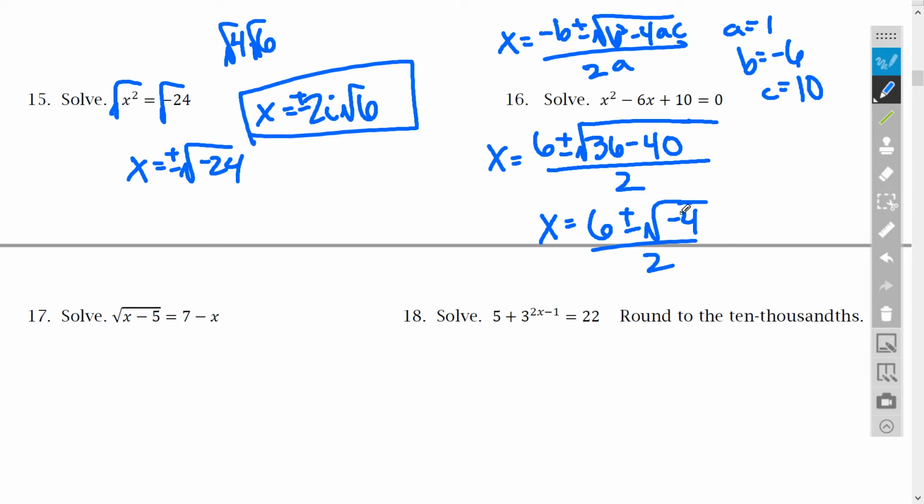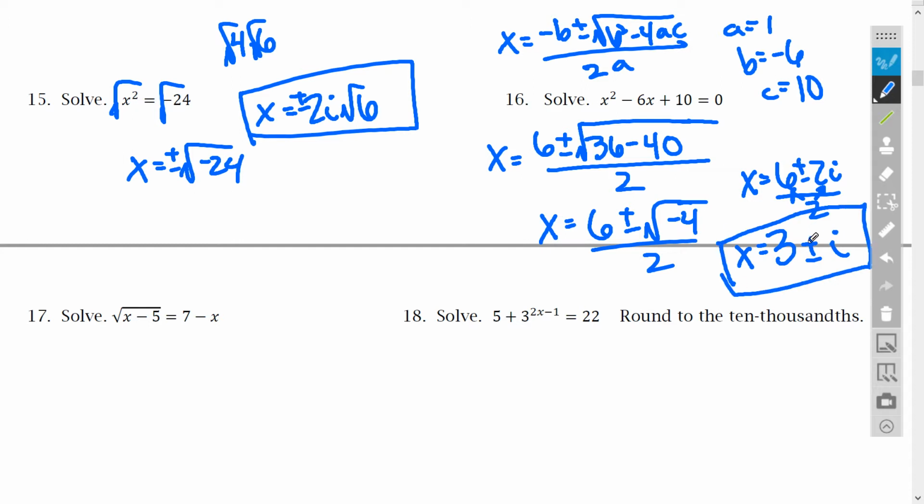Square root of negative 4, remember that's going to be imaginary. So it's going to be 2i. 6 plus or minus 2i over 2. And then each of these, I'm going to distribute the division to each of those. 6 divided by 2 is 3. 2 divided by 2 is just 1, so it's i. So the solution is 3 plus or minus i. It's a complex number. So yeah, it didn't look like this one could be factored, and it couldn't. We have a complex solution there.